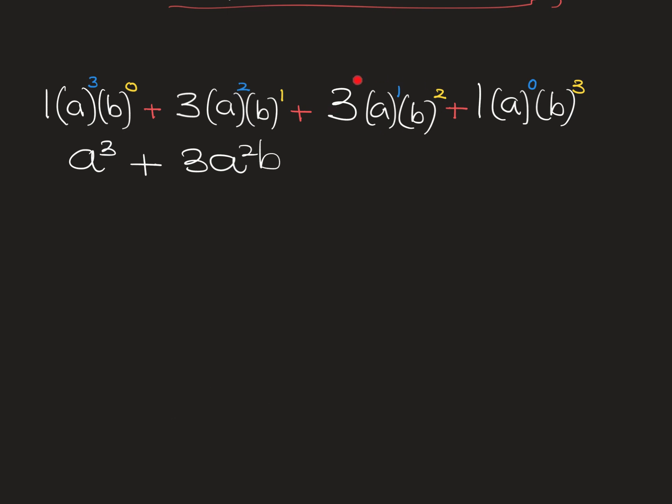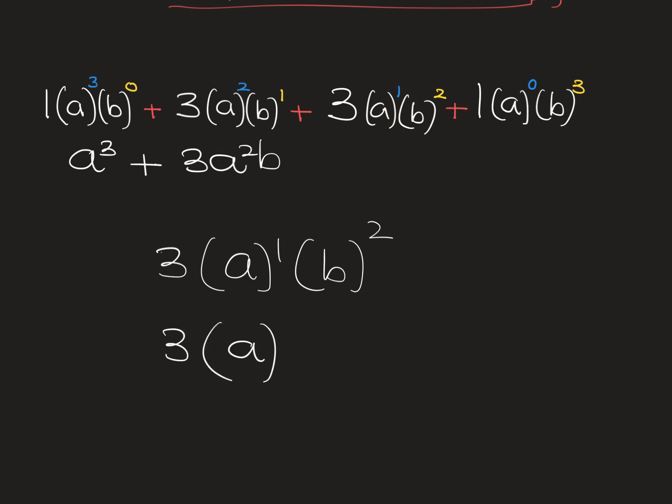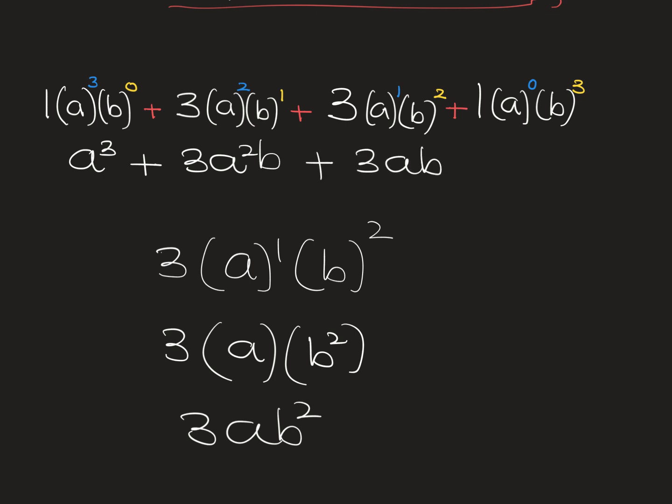Now for this expression, 3 into a to the power 1, b to the power 2, that is 3 into a to the power 1, which is just a, into b to the power 2, which is just b squared. So we're going to have 3ab squared. That is what we can replace here, 3ab squared.